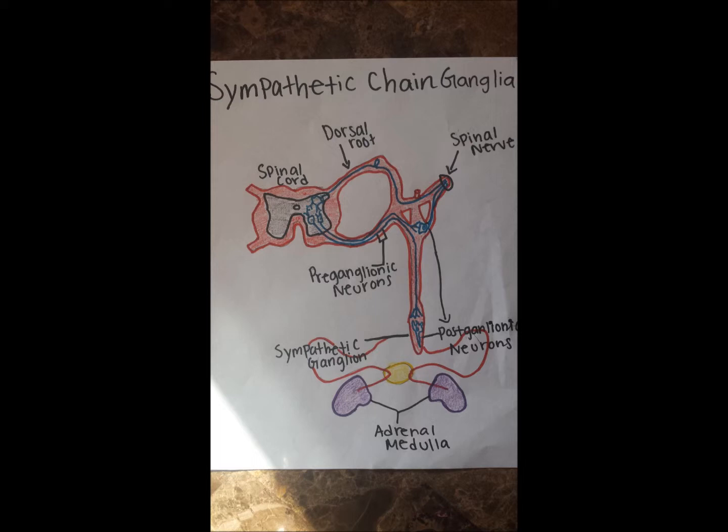The synapse in the sympathetic ganglion uses acetylcholine as a neurotransmitter. The synapse of the postganglionic neuron uses a neurotransmitter called norepinephrine. The adrenal medulla is a modified sympathetic ganglion. The ganglionic neurons of the adrenal medulla have very short axons. When stimulated, they release their neurotransmitter into the bloodstream, not at the synapse.